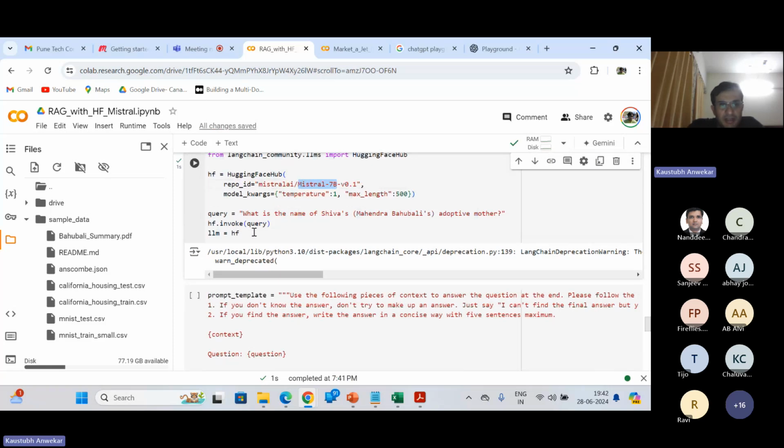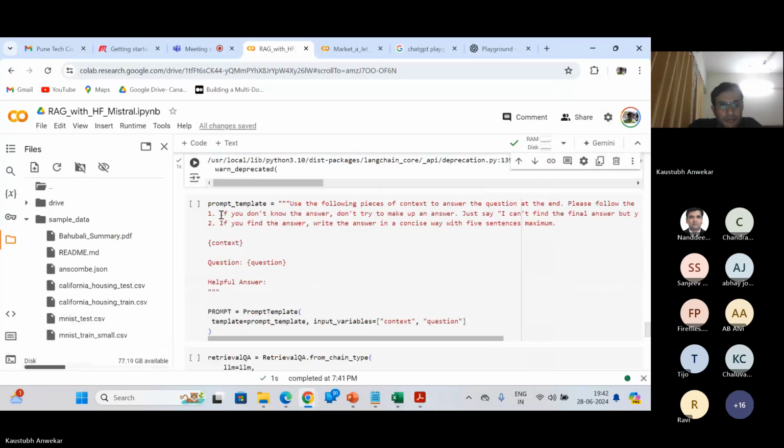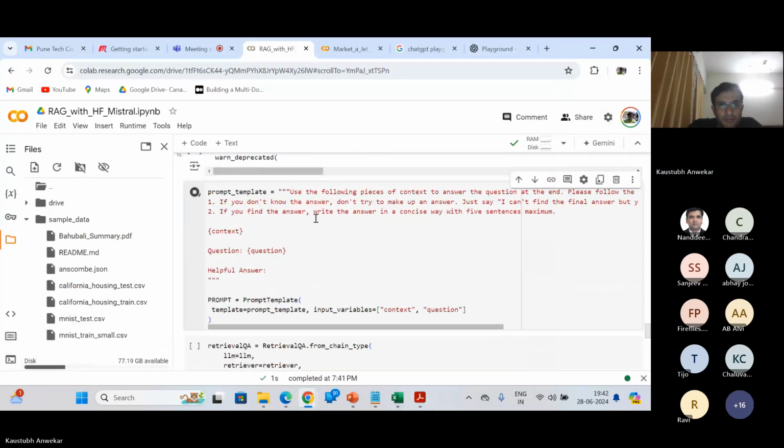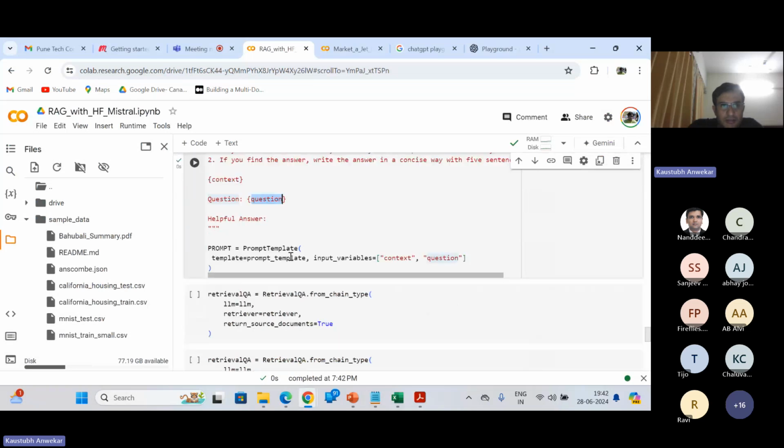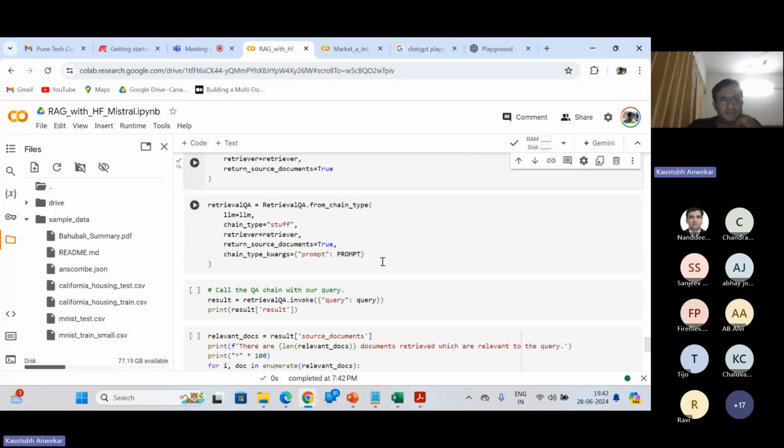So let's say we have a query like, what is the name of Shiva's mother? It should give me the answer from this document. Now there is a prompt which says, use the following piece of context to answer the question. This is a typical prompt like we saw there. Given a context, question, and what is the answer? Now let's see what kind of answer it gives us.